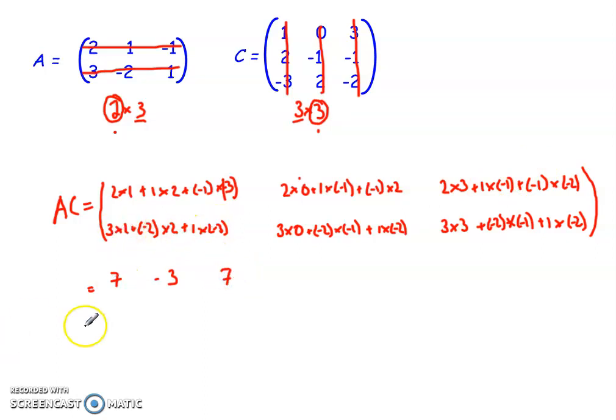Then I just do the next row. So I've got 3 minus 4 minus 3, so I'd end up with minus 4 there. I've then got 0 plus 2 minus 2, so that will give me 0 there. And I've then got 9 plus 2 minus 2, which will give me 9 as the final entry in my final row. So there we go. That's how we multiply two matrices together.